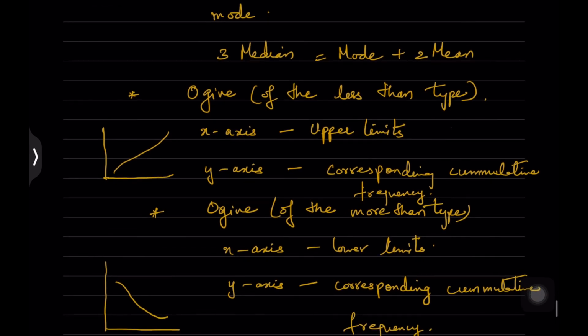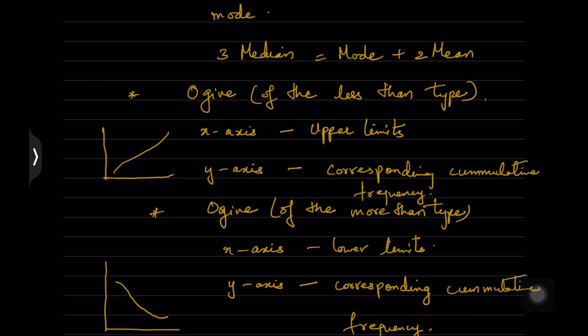Next, ogive curves of less than type. On the x-axis you have to take upper limits, on the y-axis you have to take the corresponding cumulative frequency. Here the cumulative frequency is added from the top. Suppose the frequency observations are 2, 5, 6, 7 and so on. First observation you write as it is, second observation will be 2 plus 5. Then 7 plus whatever is the next observation you add, and then you write there. So it goes from the top.